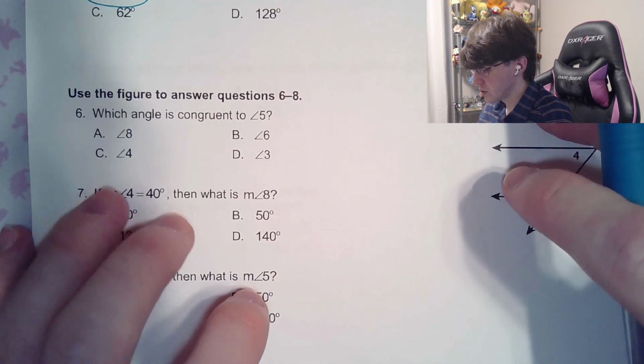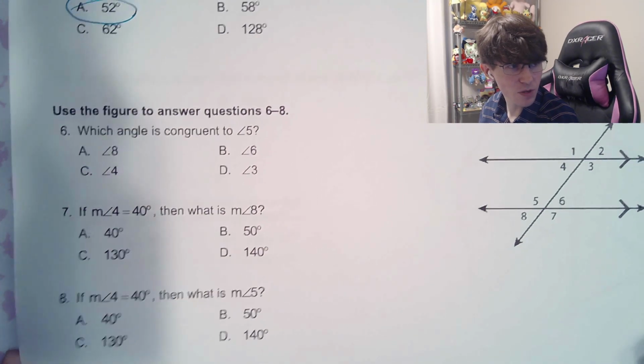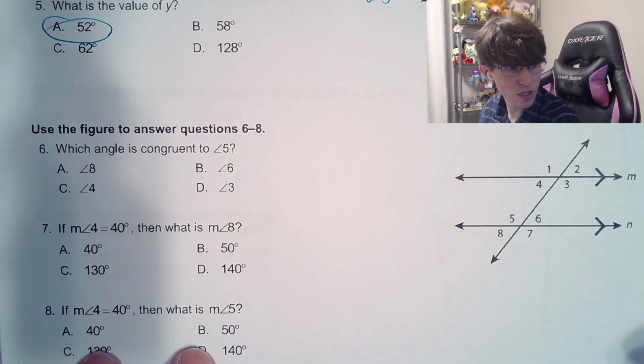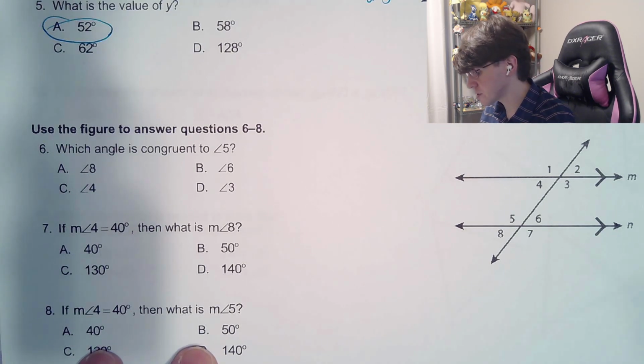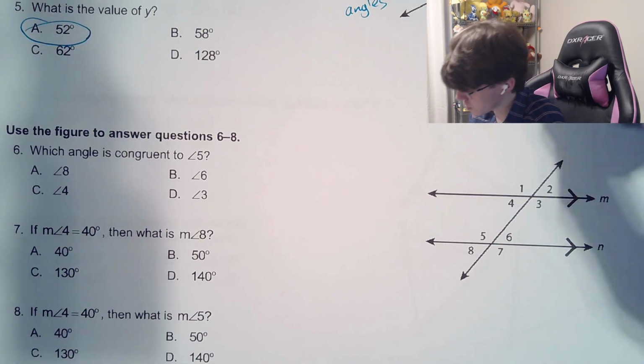Continuing on here, use the figure to answer number 6 through 8. I think here's a great time to take some notes just in case you forgot what these things are. We learned 4 different terms. We could have learned a 5th one that's almost the same thing, but we learned quite a few of them. We learned, for instance, when these two are parallel and we have a line that goes through, this line here is called the transversal.